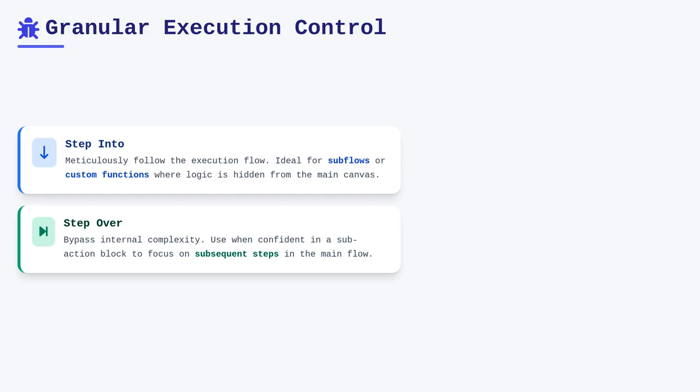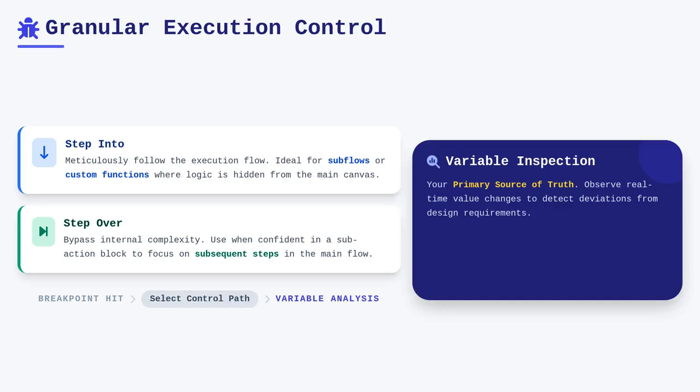As you navigate through these steps, the variable inspection panel becomes your primary source of truth. It displays the current values of all defined variables in real time, enabling you to detect when a particular calculation or extraction operation produces an unexpected result that deviates from your original design requirements.